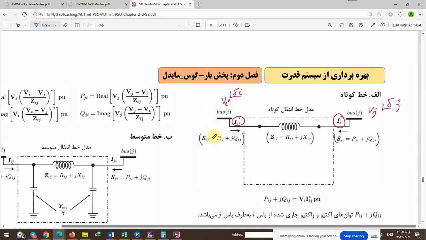In this slide, we want to calculate these sub-items regarding the main items of voltage in each bus. Okay.